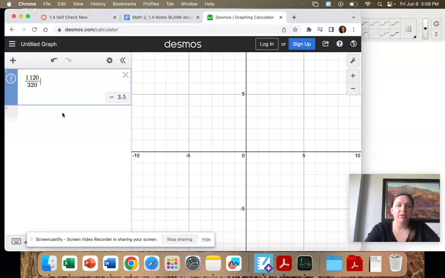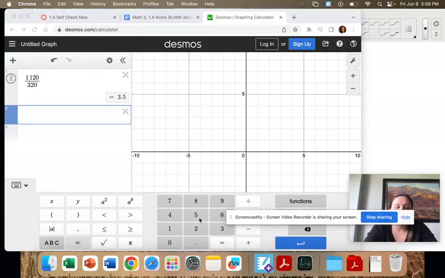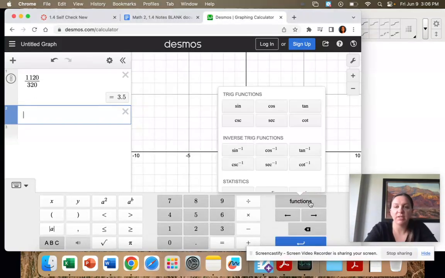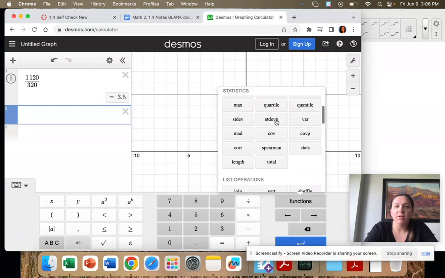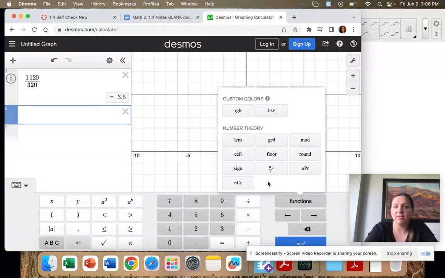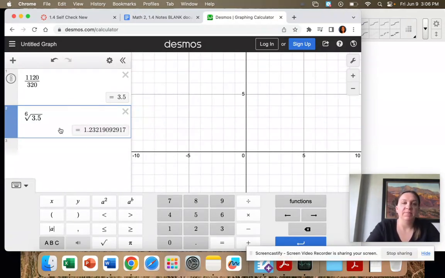And then over here in your calculator, when you open up your keyboard, you only have a square root. You don't have anything with a different index. So you would go under functions and go all the way down to number theory. It's at the very, very bottom. So right here with the n-th root, that's our index. So the index 6 root of 3.5 is 1.232.